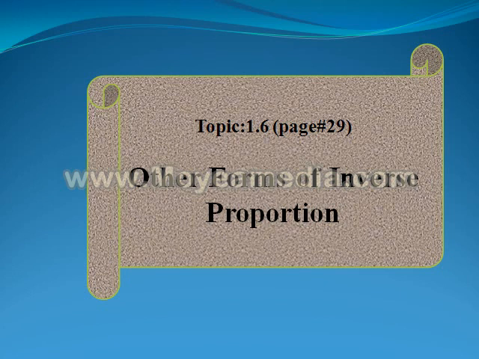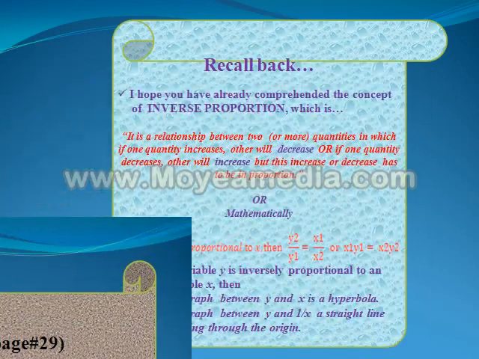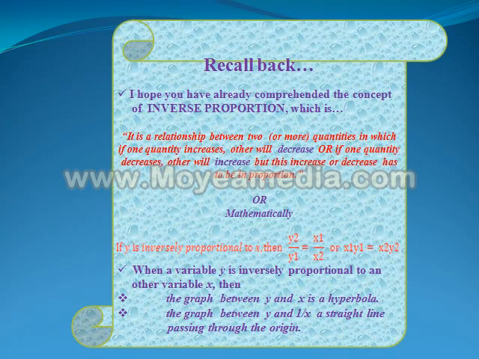And the topic is the same, other forms of inverse proportion, which you can find in your book 2 on page 29. And as usual, let us recall the inverse proportionality. This is a relationship between two or more quantities in which if one increases, the other will decrease, or if one decreases, the other will increase. This increase or decrease has to be in proportion.